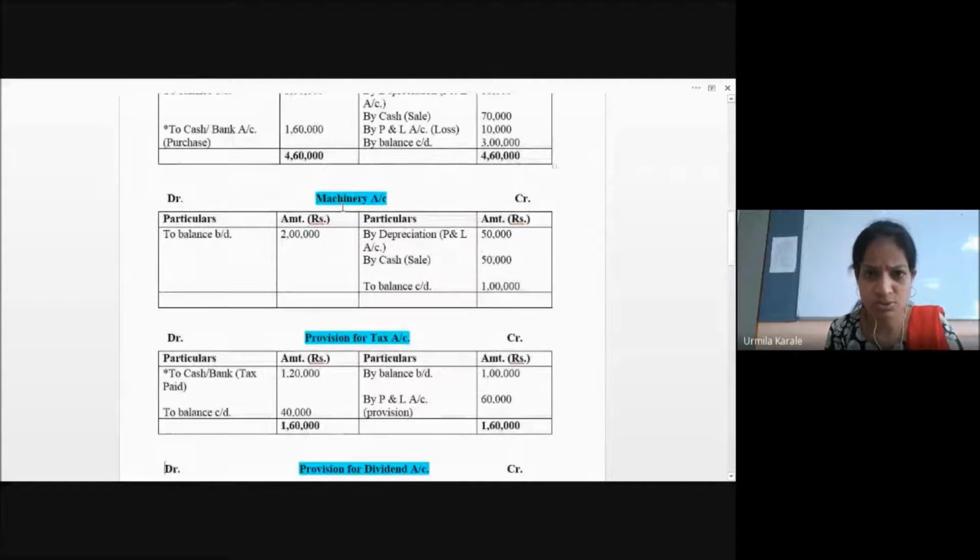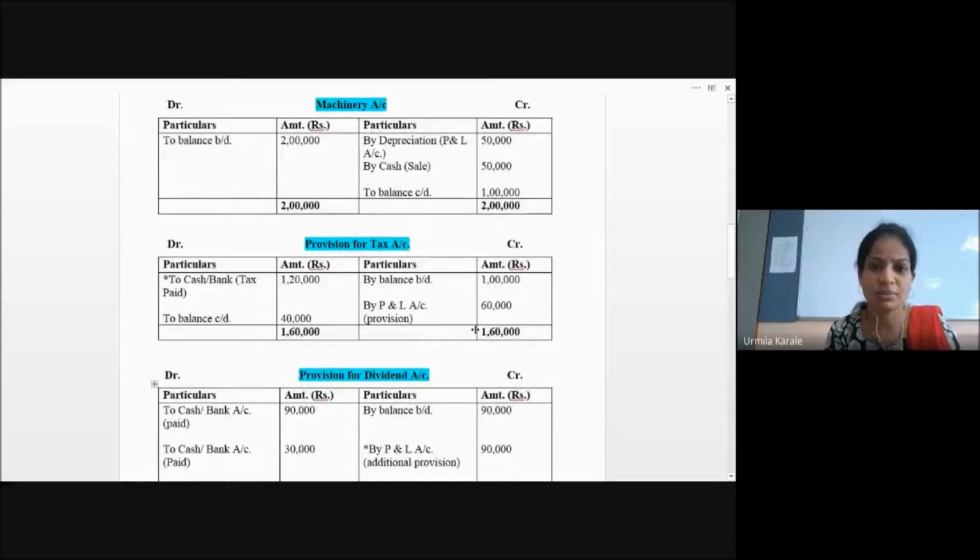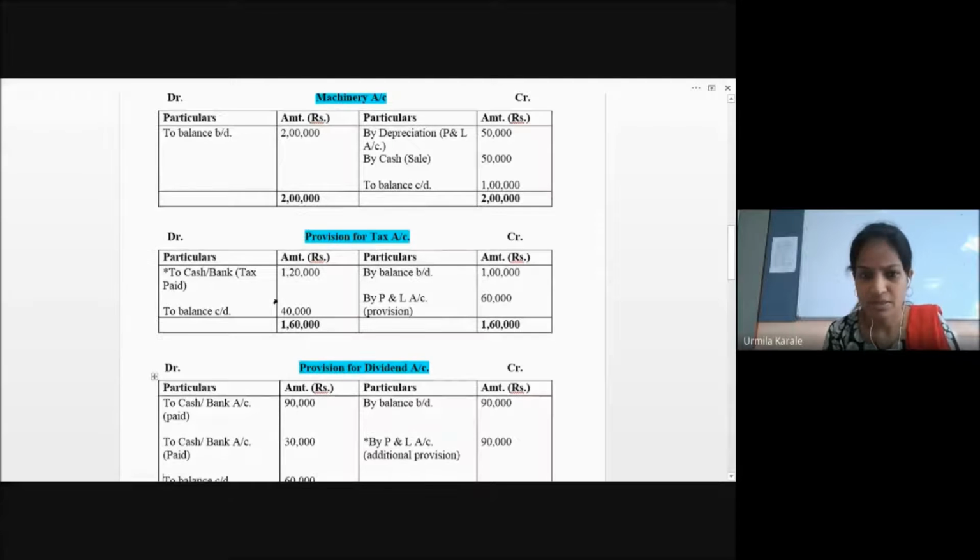This account we have to close. To this side 2 lakh, to this side 2 lakh. Automatically it is getting balanced. So no need to do anything, just write it down as it is. 2 lakh to this side, 2 lakh to this side. Close here. Now this we have already closed. If not, you can close it right now. What we have done: this side was more, so we have written 160 here, 160 we have taken here. Only 40,000 was the closing balance, means the remaining is the tax paid.